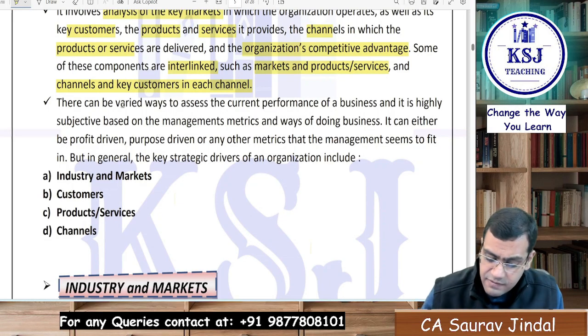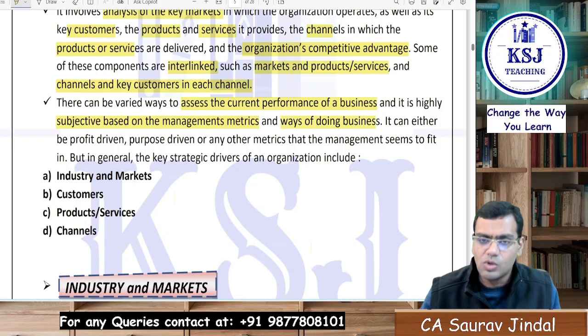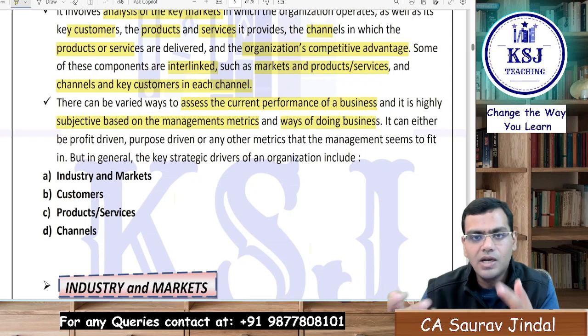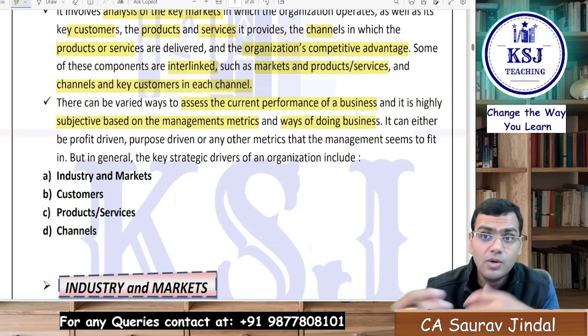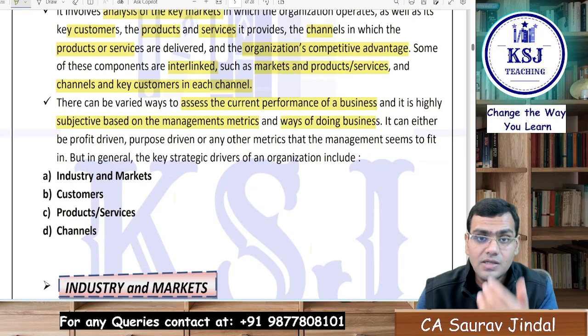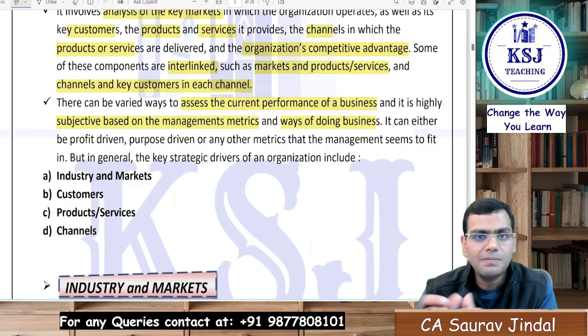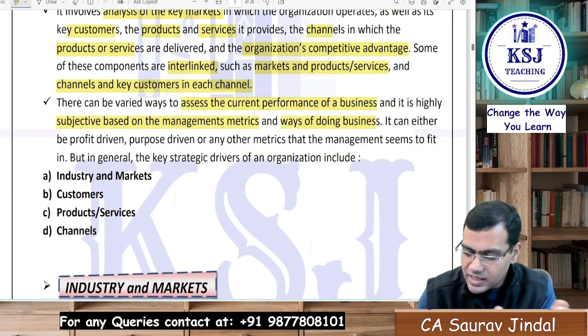There can be varied ways to assess the current performance of a business, and it is highly subjective based on the management metrics and the ways of doing business. So there is no set criteria for how you are going to judge the performance of a business. It depends totally upon what type of business you are doing, what your business model is, how you are doing business, what methods you have adopted, and what the management is thinking about the particular business. So it is quite a subjective matter. It depends from business to business, from management to management. There is no set criteria for it, right?